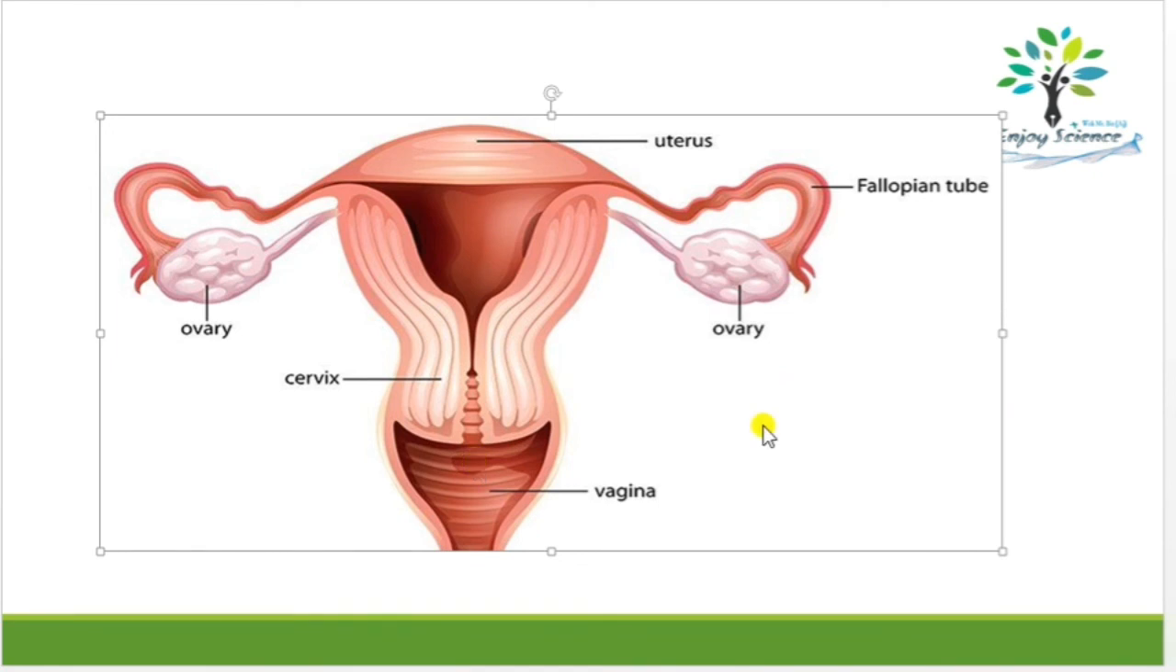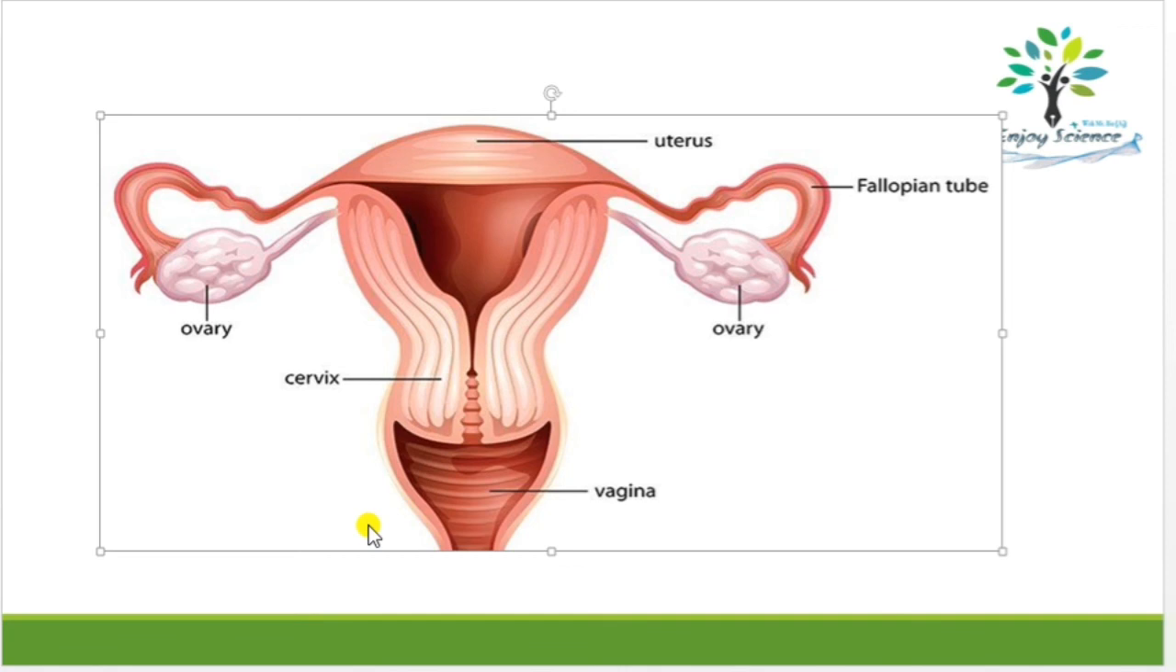One thing you need to note here is that in women, the opening for passing out urine and the vaginal opening are separate. So this is the vaginal opening, and the opening for passing out urine is different, which is the urethra, which we have already seen in the excretory system.